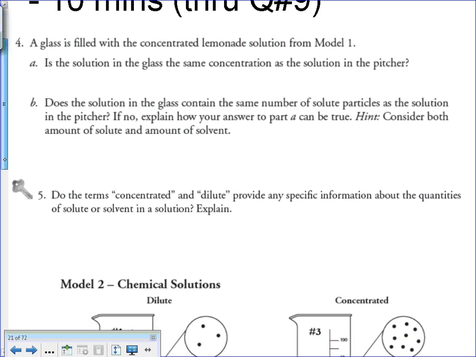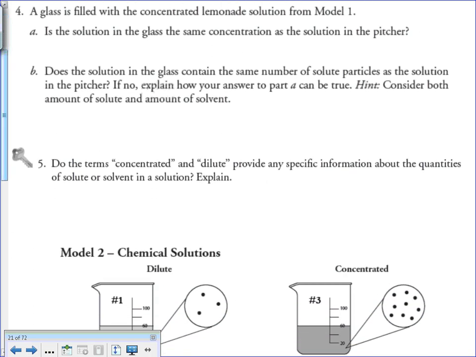Okay, does the solution in the glass contain the same number of solute particles as the solution in the pitcher? No. Why? Right, it's a smaller number of particles in that container. Because the big one had a lot of particles, the little one has a couple of particles. But explain how this can be true if they have fewer particles. It's a ratio, right? So if I had 10 particles in the big container and 10 particles in 100 milliliters, then what would be my ratio in my glass? Any ratio will work. 1 to 10. 1 to 10.